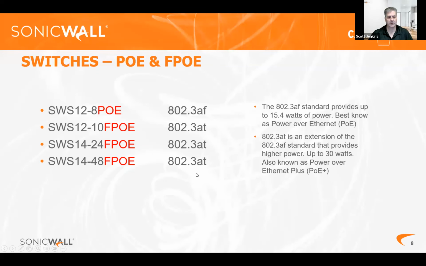So I'm going to go through PoE. The 8-port PoE does 802.3af, which will run 15.4 watts. So that'll handle some of your IP phones, some of the smaller devices. All of our access points actually require AT power, with the 681 needing BT. So all of our switches from the 10, 24, and 48 will power the 621 and 641 APs up to 30 watts per channel.